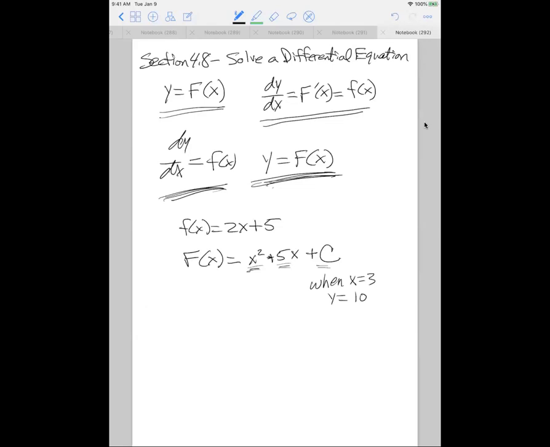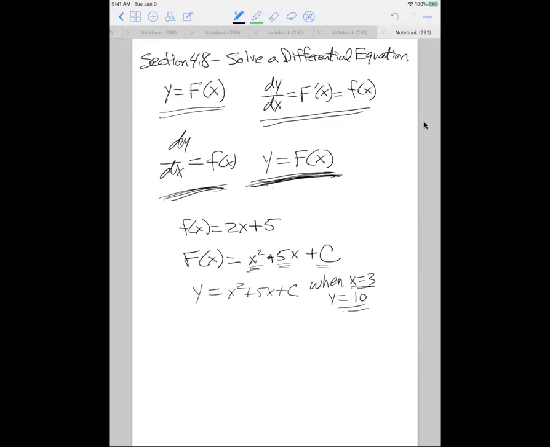So now we should be able to plug in. Remember, this capital F of x is also recognized to be y. So another way we could write this is y equals x squared plus 5x plus C. And notice that if we plug in x is 3 and y is 10, the only thing we have left is C.